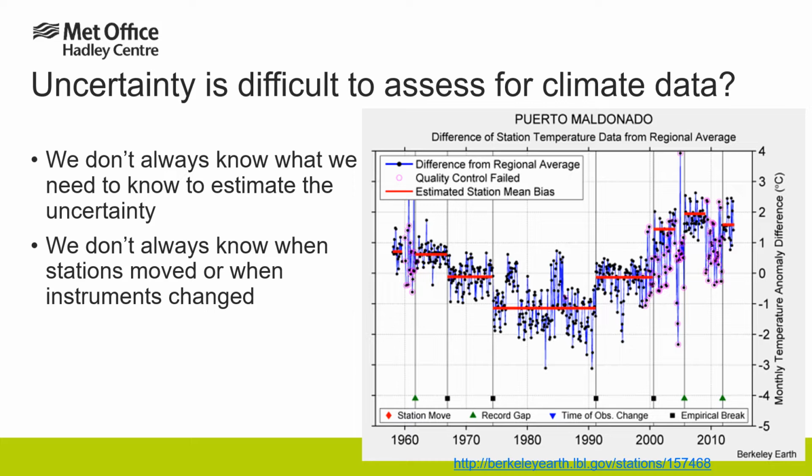If we had metadata about all the station moves and instrumentation changes, maybe we would be able to detect and correct for more of the variability that we see. Unfortunately, we don't always know this, so there's a large component of the uncertainty for some of these individual aspects that it's very hard for us to assess.